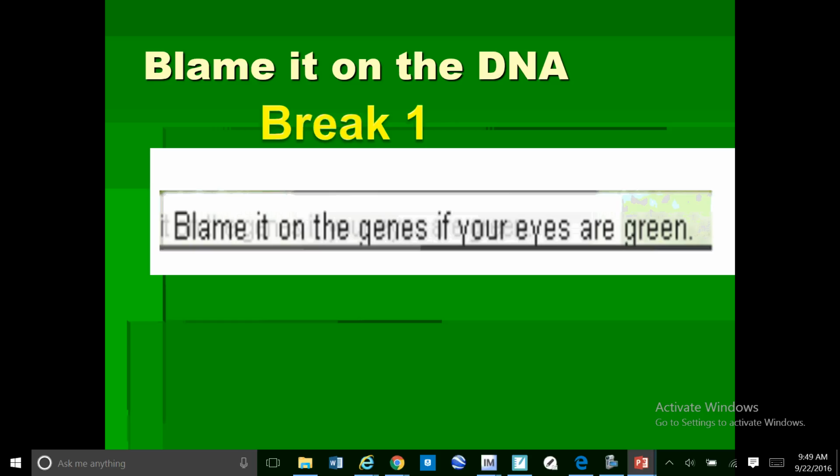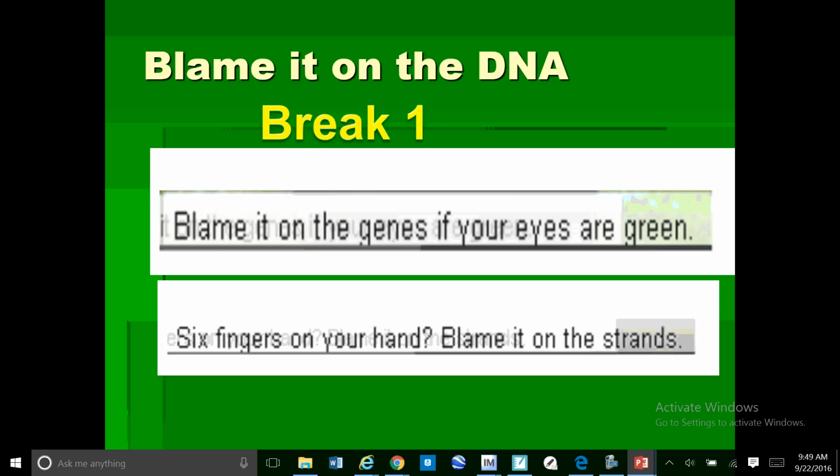Six fingers on your hand, blame it on the strands. I want you to underline strands. What type of strands are we talking about? The strands of DNA. You might want to write them on the side. So on the side, you want to write the strands are referring to the DNA.